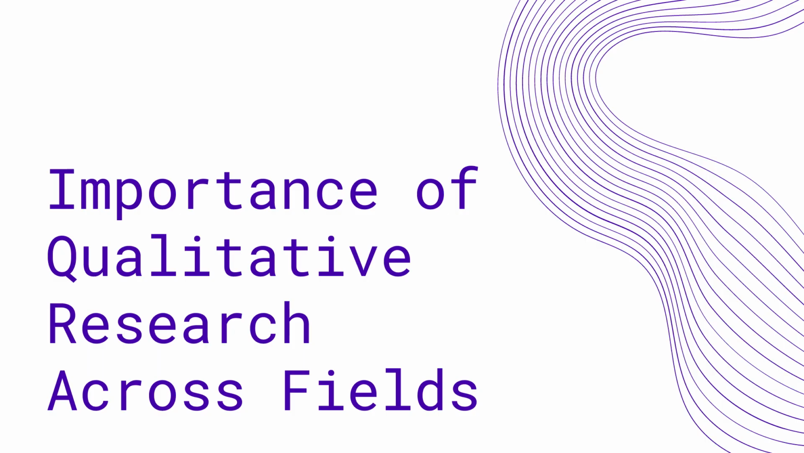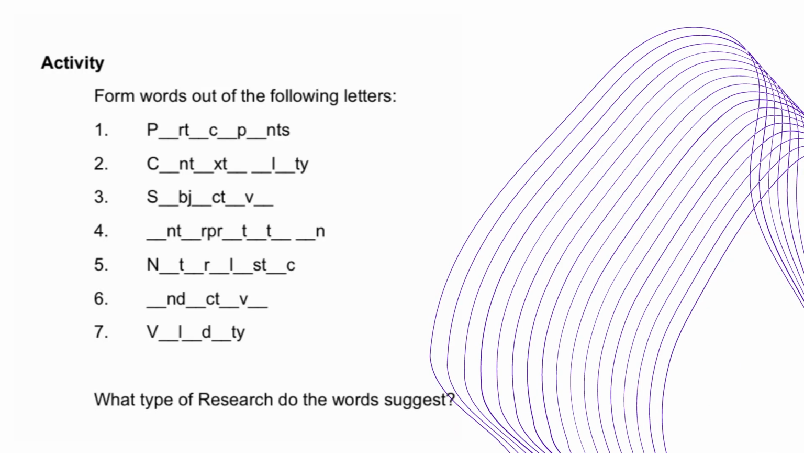Lesson 7 is about the importance of qualitative research across fields. Let us answer first the activity portion where you have to form words out of the following letters. You have to be familiar with these terms because you will encounter them a lot of times in your research journey. Let us reveal the answers.